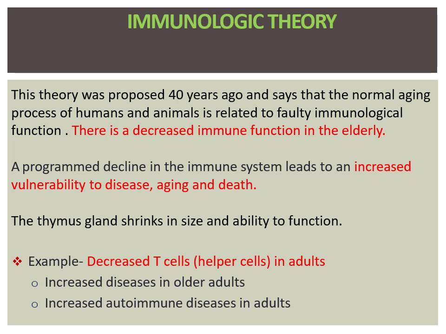Immunological theory was proposed 40 years ago and says that the normal aging process of humans and animals is related to immunological functions. So there is decreased immune function in the elderly. This theory states that a programmed decline in the immune system leads to an increased vulnerability to disease, aging and death. The thymus gland shrinks in size and ability to function. For example, decreased T cells in adults increase disease in older adults, and there will also be an increase in autoimmune disease in adults.